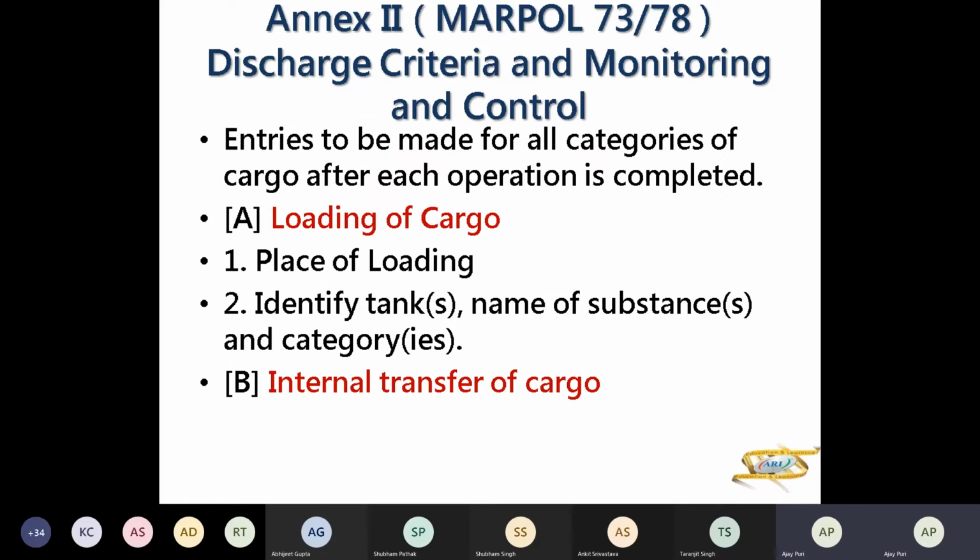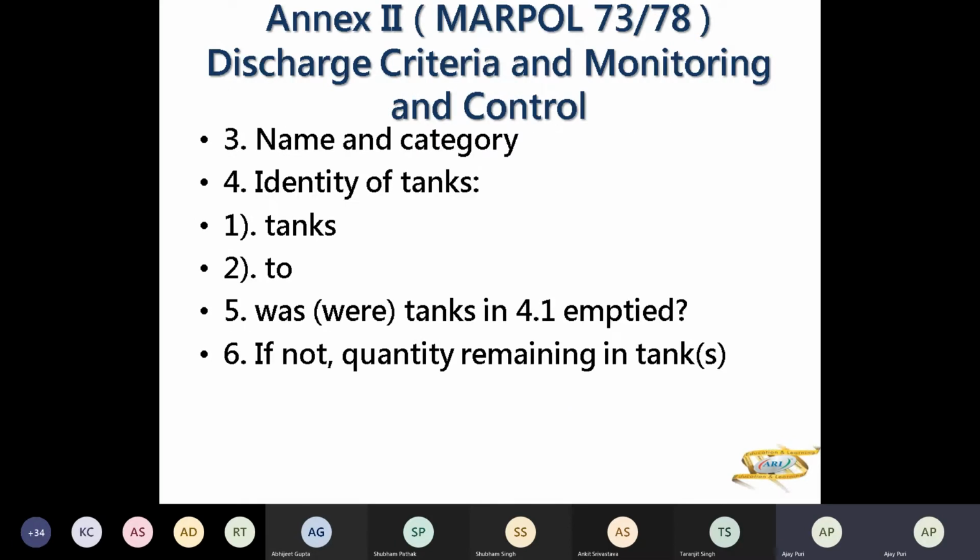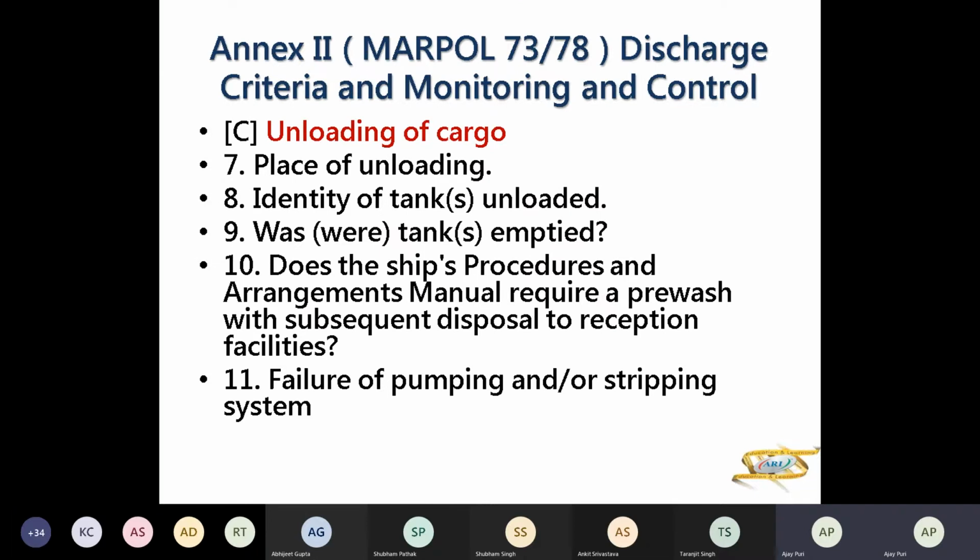So what are the entries made here? First, when you're loading cargo: place of loading, identity of tanks which were loaded, what substance was loaded, what category was loaded. If you are transferring cargo internally, then the identity of tank, from which tank to which tank you're transferring. Was this tank emptied? What is the quantity remaining after transfer? Then unloading, which is C: the place of unloading, identity of tanks, was it emptied?